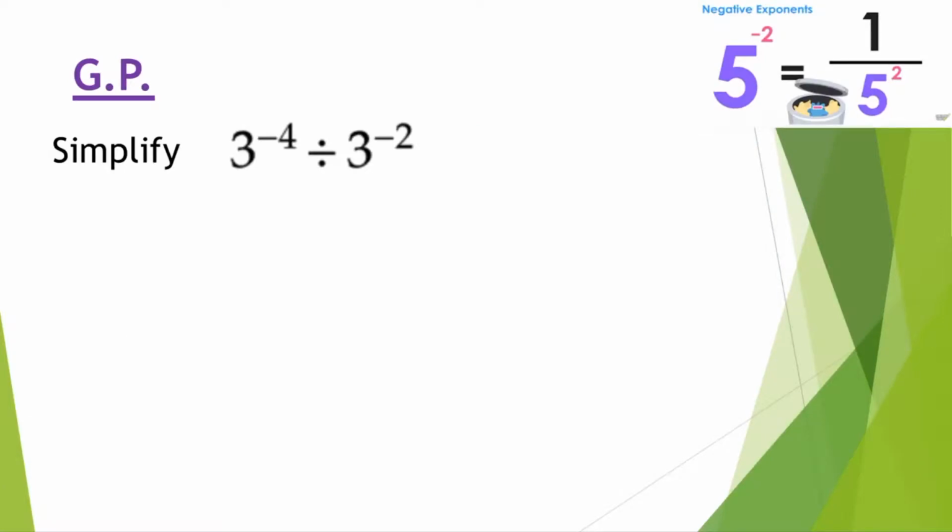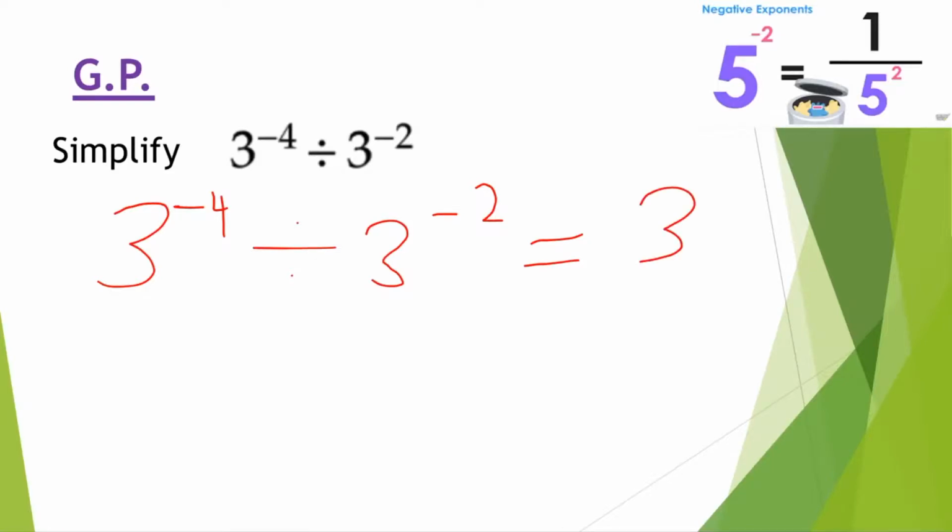Okay, now this question is a little bit tricky, but let's solve it together. Now simplify 3 to the power of negative 4 divided by 3 to the power negative 2. So let's put it over here, divided by 3 to the power negative 2. So when we do 3 to the power of negative 4 divided by 3 to the power negative 2, what do we get? We get 3 to the power of negative 2 itself, because minus 4 minus 2 will give us minus 2.